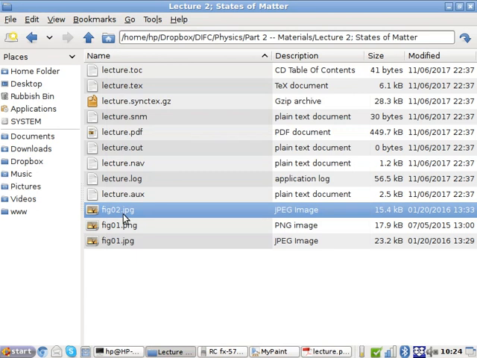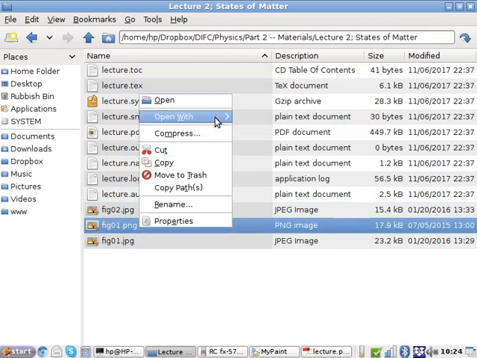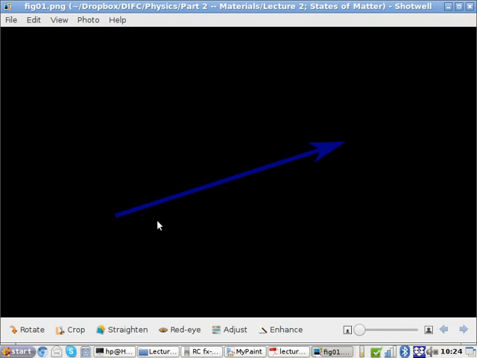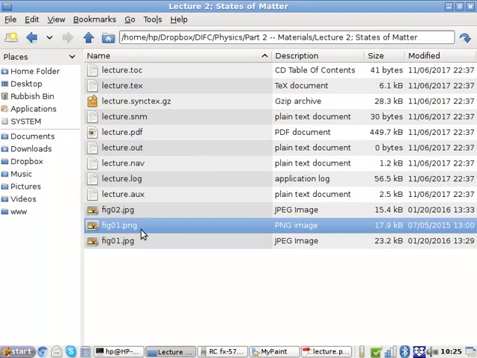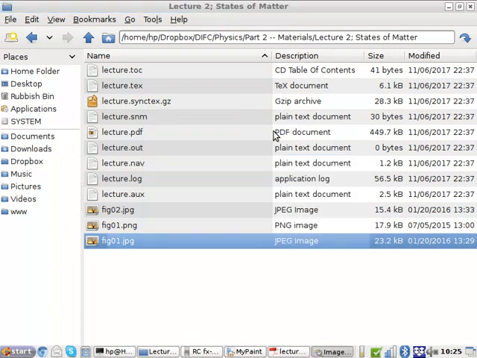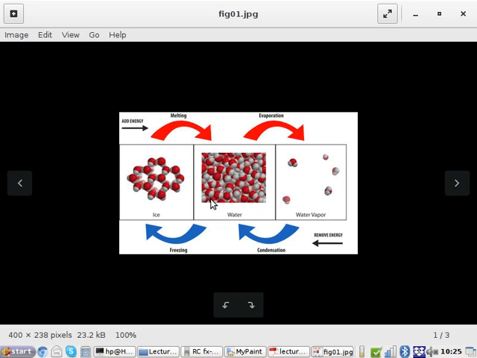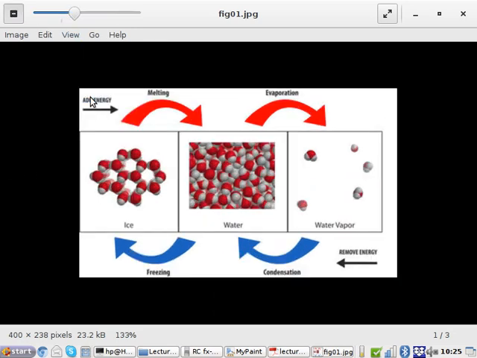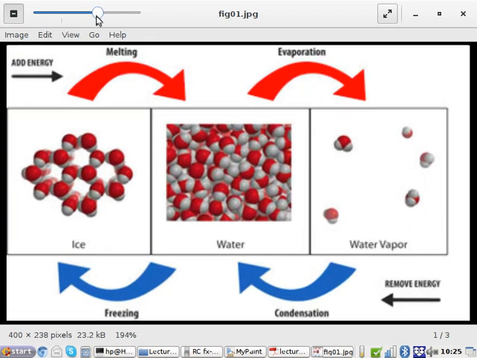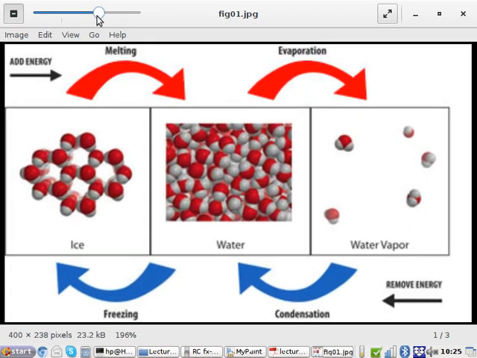No, that's not it. Maybe it's this. How about the solid to water? I'm gonna put all the words up here now. There we go. Okay, let me zoom in. Ah, clearer. Oh, come on, it's clear.